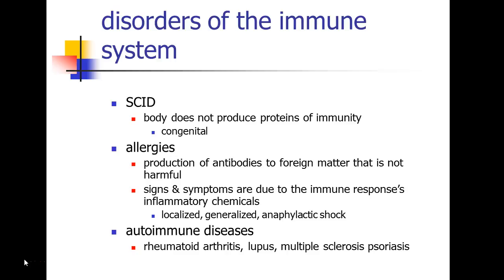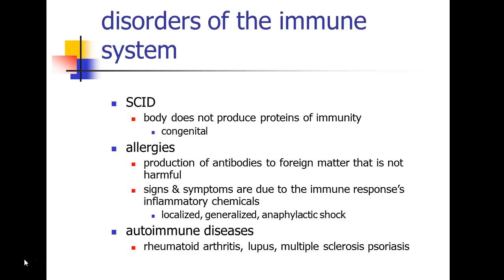Some other disorders of the immune system: severe combined immunodeficiency. The body doesn't have the proteins. It's not able to make them, so one doesn't have immune responses. And this is congenital. Obviously, it's there from birth. These are missing. Either something got confused in the DNA, and there are no directions for this.